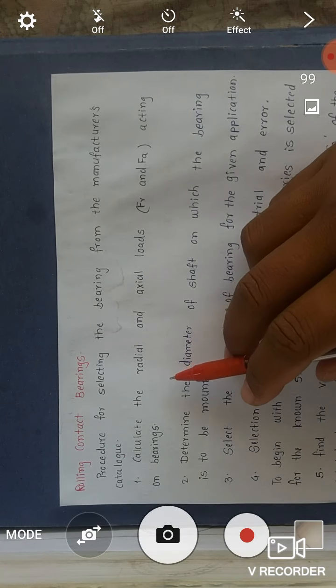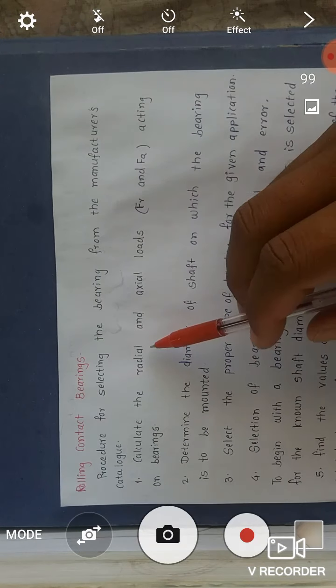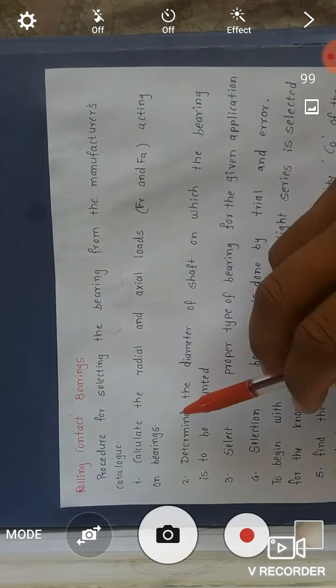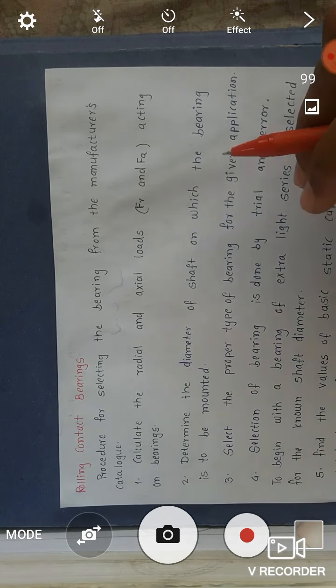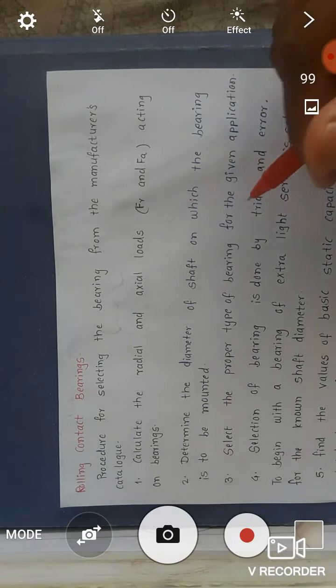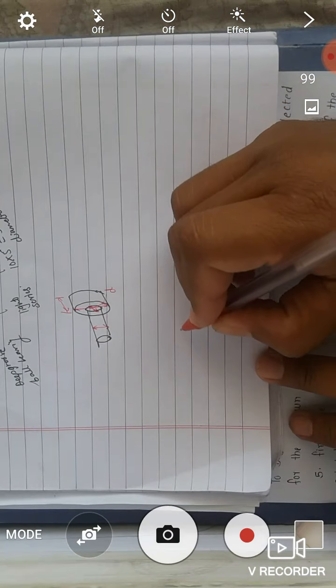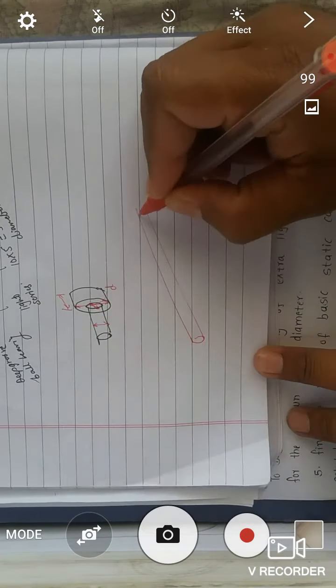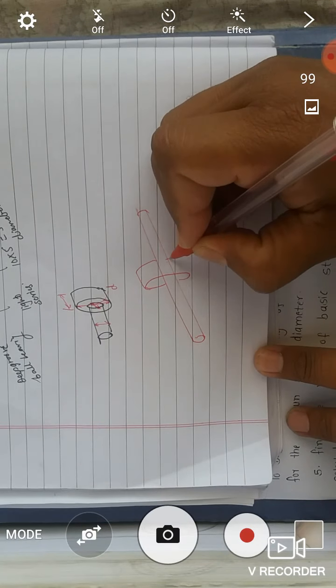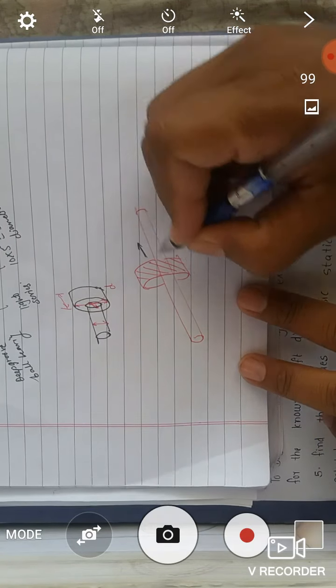The first step in selecting the rolling contact bearing from the manufacturer's catalog is to calculate the radial and axial loads, that is FR and FA, acting on the bearings. Basically two types of loads act on the bearing, radial load and axial load. The radial load acts due to the weight of the component on that bearing. That weight comes on the shaft and is transmitted to the bearing. And if we consider the shaft, on this shaft, if a gear is mounted and this gear is a helical gear, then a helical gear produces axial force which is parallel to the axis of the gear.